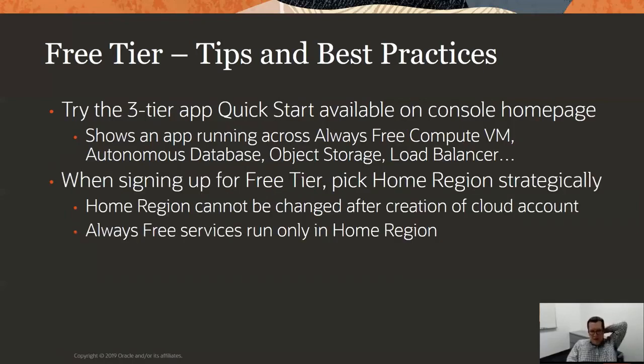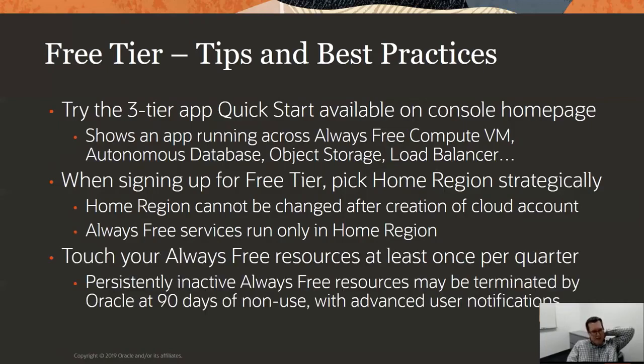When you're signing up for a free tier, pick your home region strategically. We actually already covered that. And touch your always free resources once per quarter. This is an important point. Let me dwell on this for just a second. You want to make sure you're touching them at least once every 90 days, because if free stuff that we're giving away is left fallow, persistently inactive, never touched for months and months at a time, we will clean that stuff up. So you want to make sure that your stuff is never cleaned up due to inactivity. Touch it at least once a quarter. Do something to touch it.